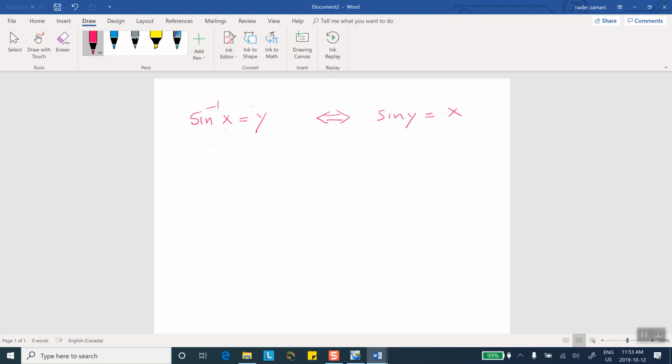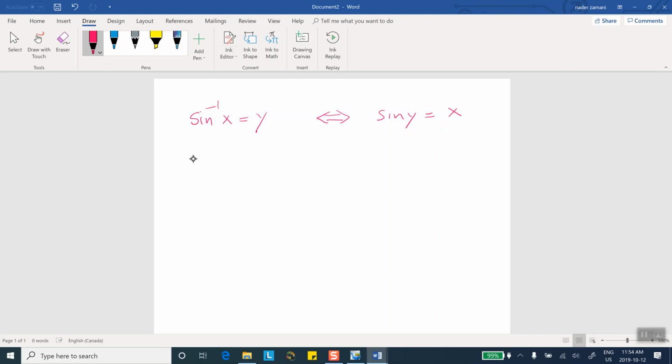Okay, now notice that there is no way the thing that you write here, the x, can be bigger than 1 in magnitude, because it's impossible for sine of y to be equal to something that is bigger than 1 in magnitude. For example, there's no way you can find a y such that sine of y is equal to 5 or minus 3, etc. Okay, so let's keep that in mind.